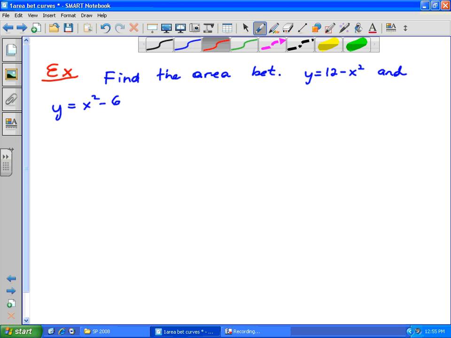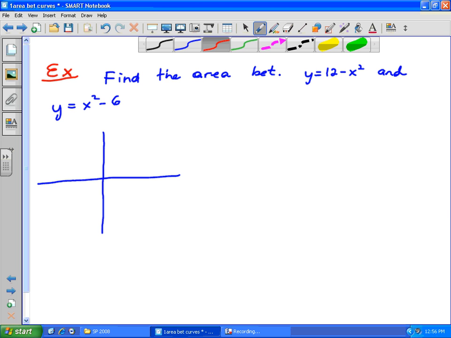For all of these questions, it would be a good idea to first do a graph to see where the functions intersect, to see which one is on the top, which one is on the bottom, or similarly right and left. So it would help to do that. Some of them, you may actually need a graphing calculator. This one we really don't need a calculator for. It's a pretty straightforward function.